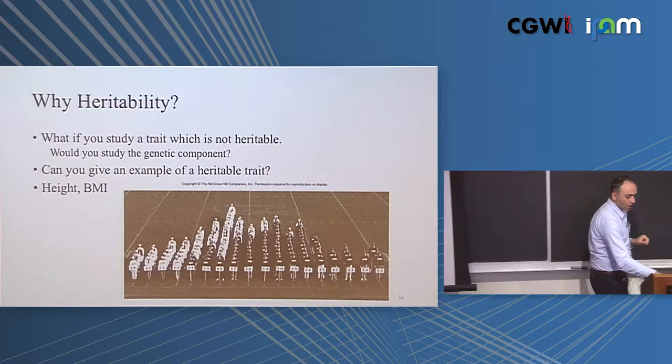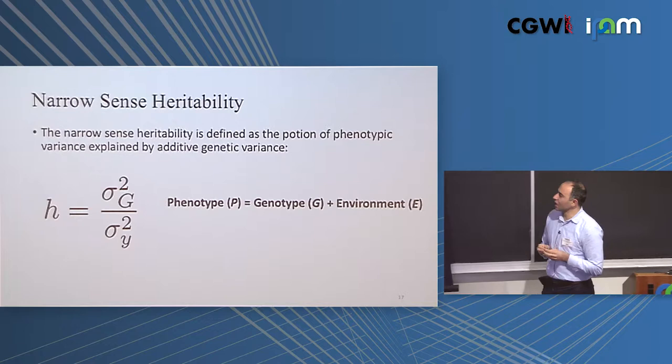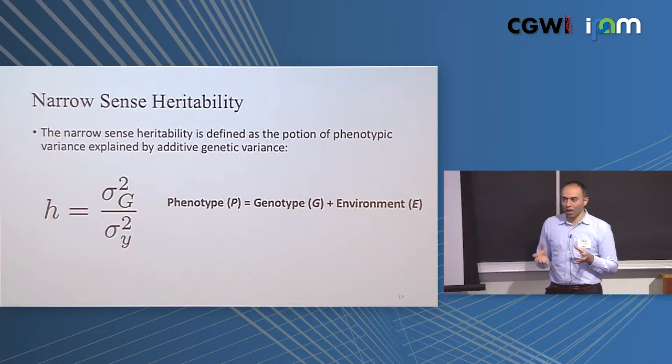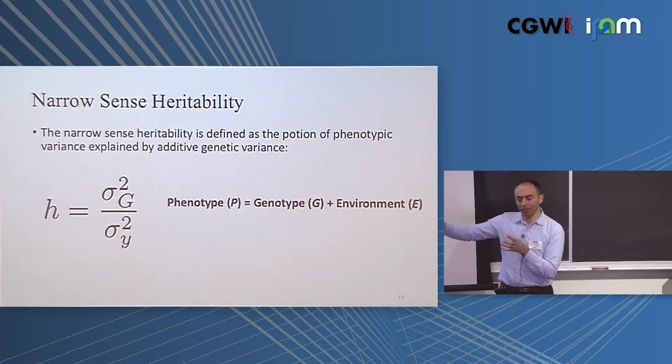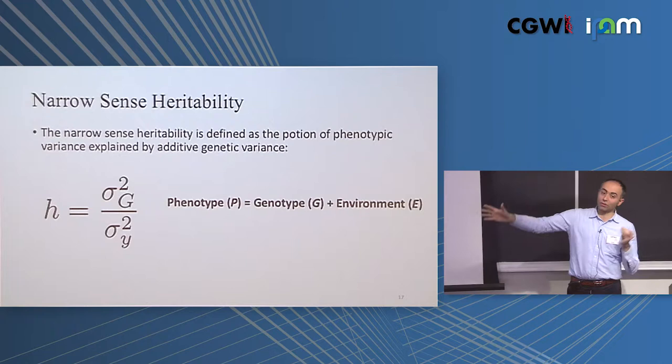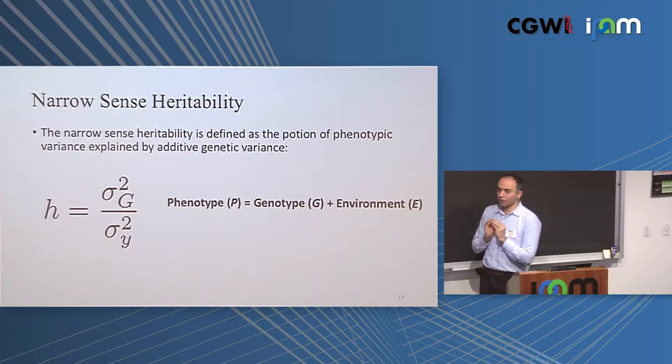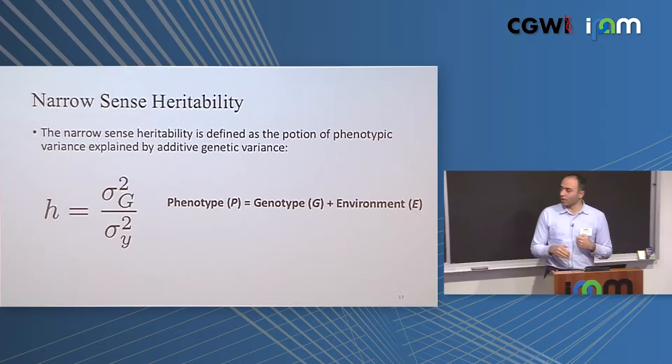So what is this narrow sense heritability? We are thinking about a very simplistic model in which the phenotype is a combination of the effect of the genetics and the environment. You can think of the environment as anything that you either measure through confounders or that you cannot measure. We are also focusing on the linear additive effect of the genotype that you have on a chip.